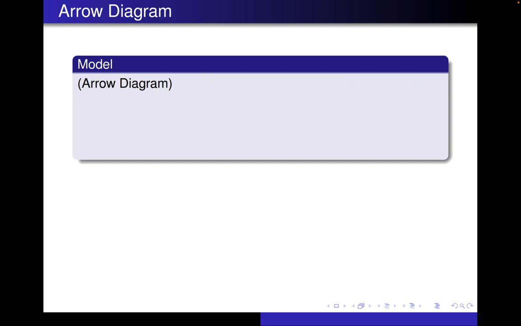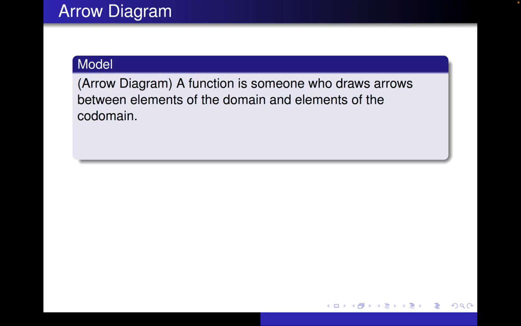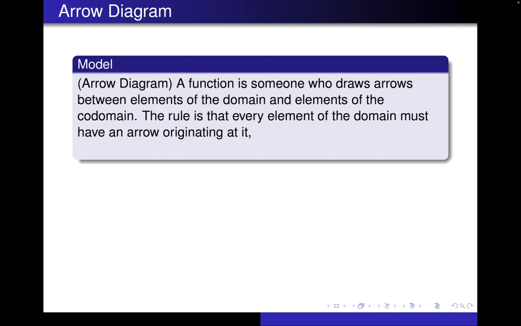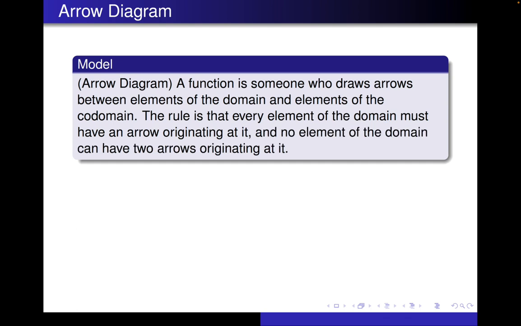And our fourth model, not our final model altogether, but our final model for this video, is an arrow diagram model. This is a very visual model, so if you're a visual type person, this is one that will appeal to you. In this one, a function is someone who draws arrows between elements of the domain and elements of the codomain. The rule is that every element of the domain must have an arrow originating at it, pointing at something. And no element of the domain can have two arrows coming out of it.